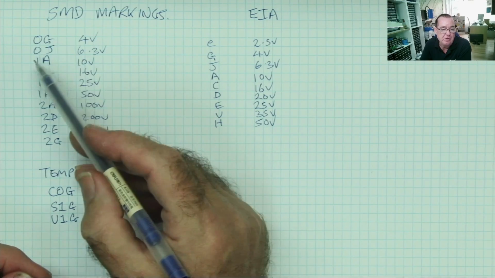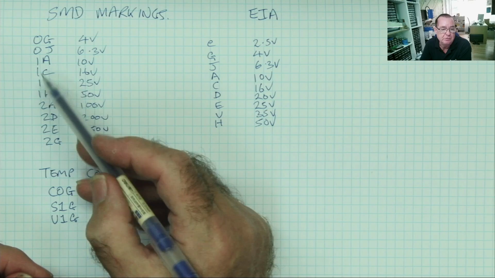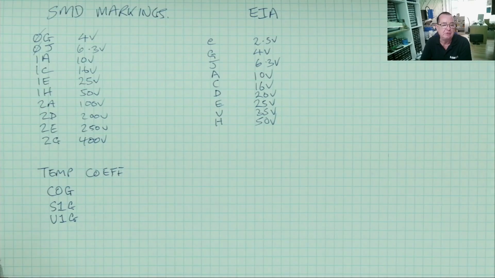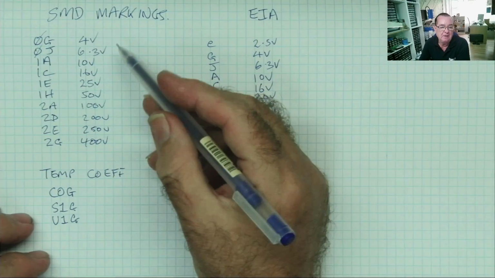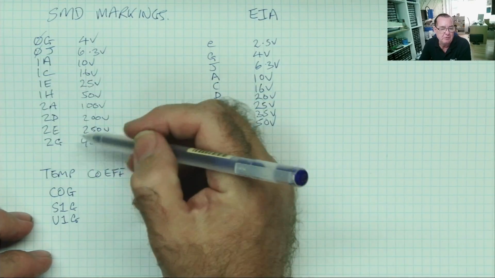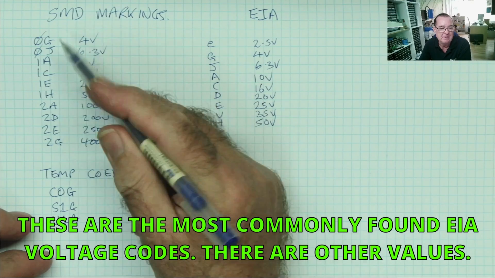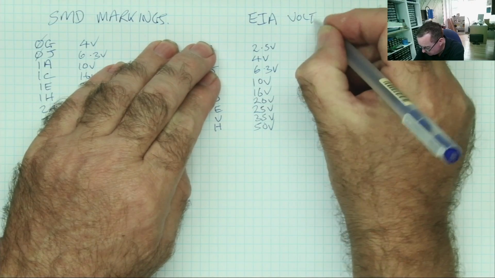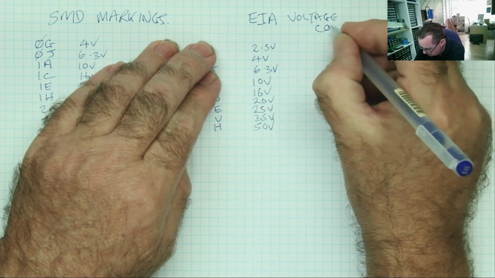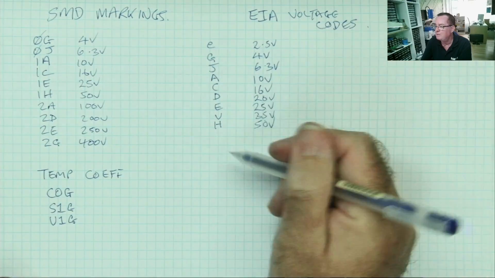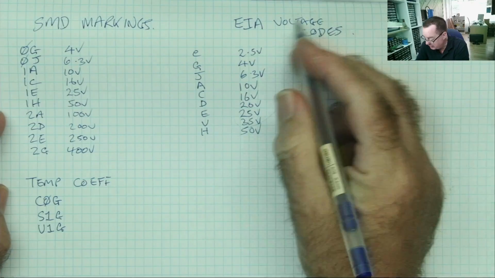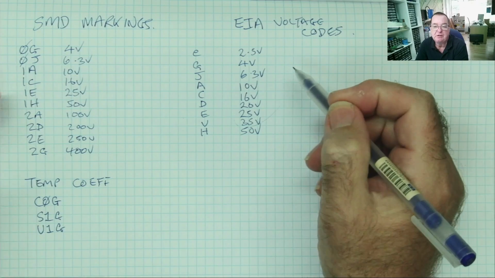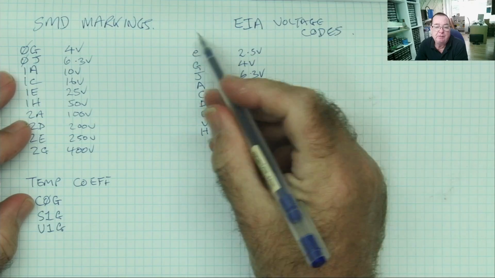If you see these two character codes, one number and one letter, so this is actually a 0, 0G, 0J, 1A, 1C, this actually is a voltage rating. You probably won't remember them, but you'll know what it is, so you can look it up. Just look for EIA voltage codes and you'll find these.